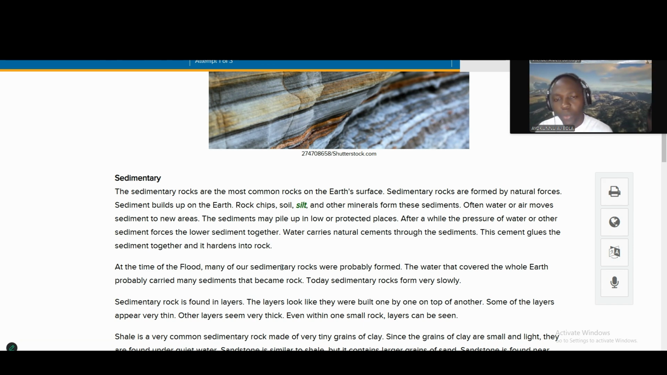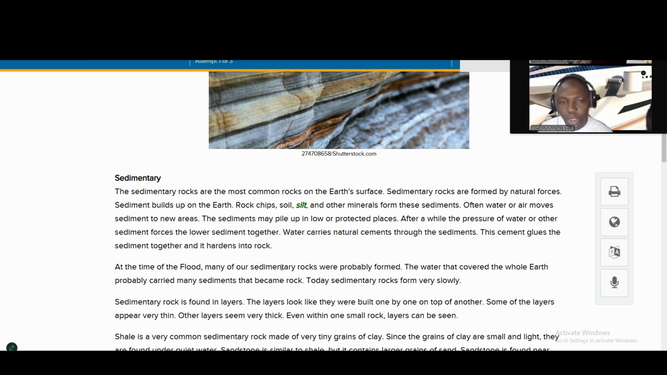So water carries natural cement through the sediments. Then this cement glues the sediments together. It glues them together and it hardens into rock. So at the time of the flood that we've been talking about, many of our sedimentary rocks were probably formed. The water that covered the whole earth probably carried many sediments that became rock.